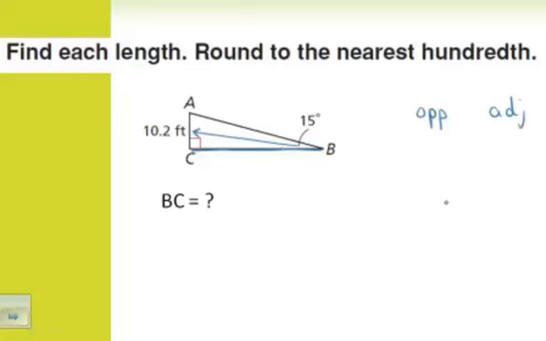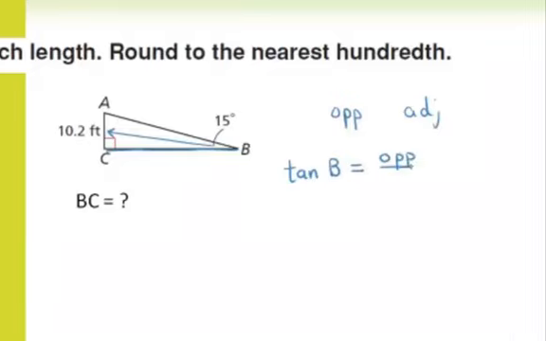So I think about what trigonometric function do I have that associates the opposite and the adjacent, and that would be tangent. So it would be the tangent of angle B is the opposite over the adjacent. And I know angle B is 15, so the tangent of 15 degrees is the opposite, which is 10.2, over the adjacent, which is BC. That's what we don't know.